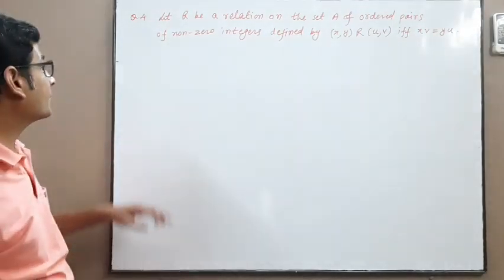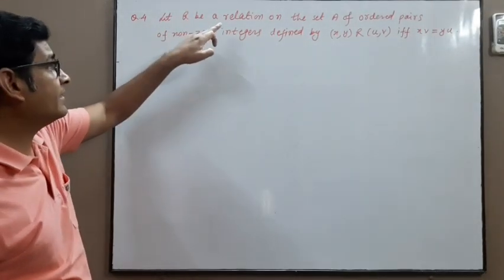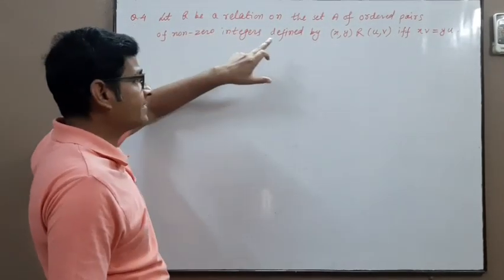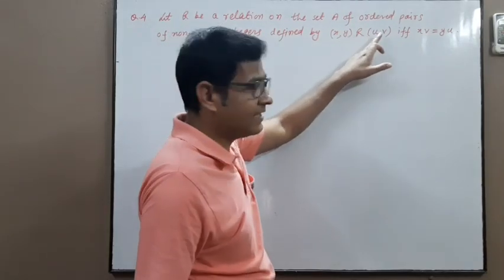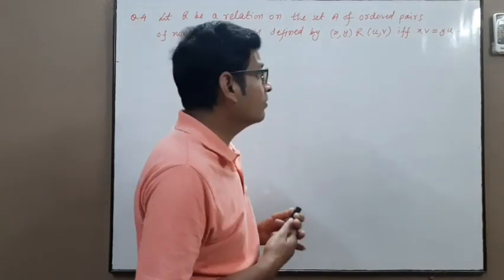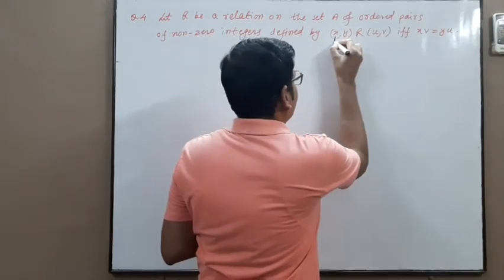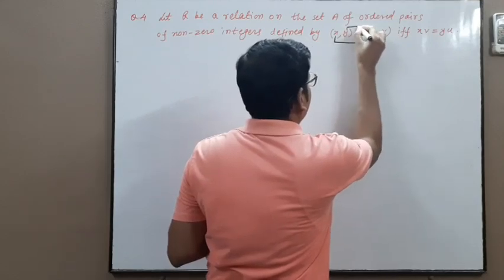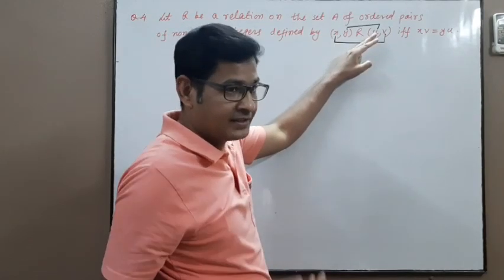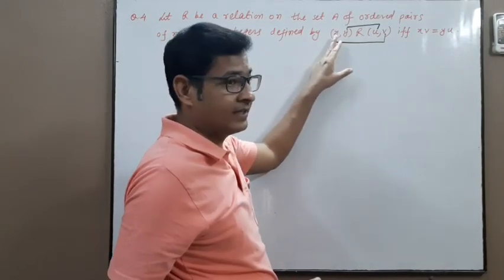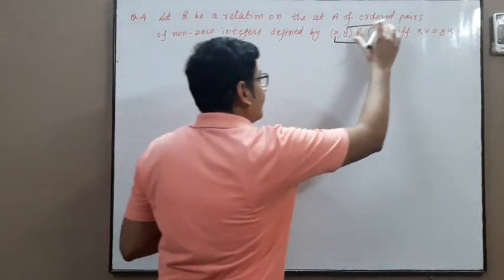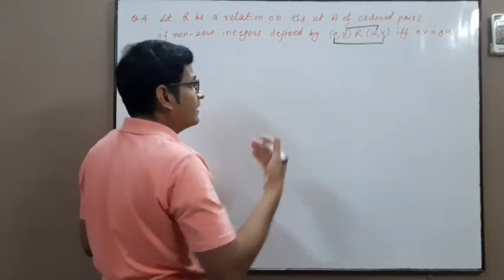Problem number 4. Let relation R be a relation on the set A of ordered pairs of non-zero integers defined by (x, y) is related to (u, v) if and only if x times v equals y times u, meaning first element times last element is equal to second element times first element. Normally we write a is related to b; this time the input is an ordered pair. Okay, so first simplify this. Write in standard form so we can solve easily.